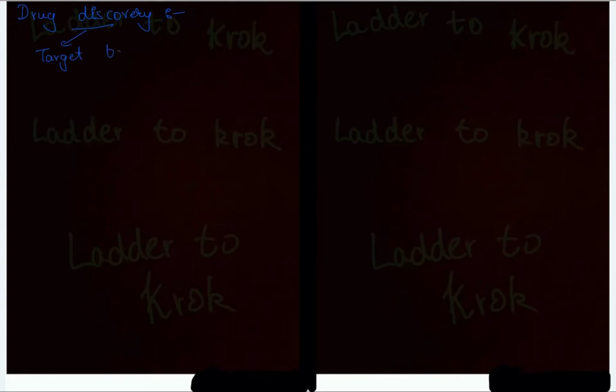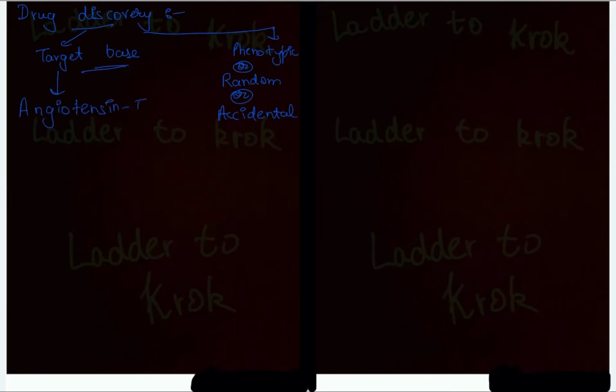By target-based or phenotypic, or random, or accidental discovery. In target-based, we have a target, and for that target we want to find a drug. For example, we have angiotensin 2 receptor blocker drugs.